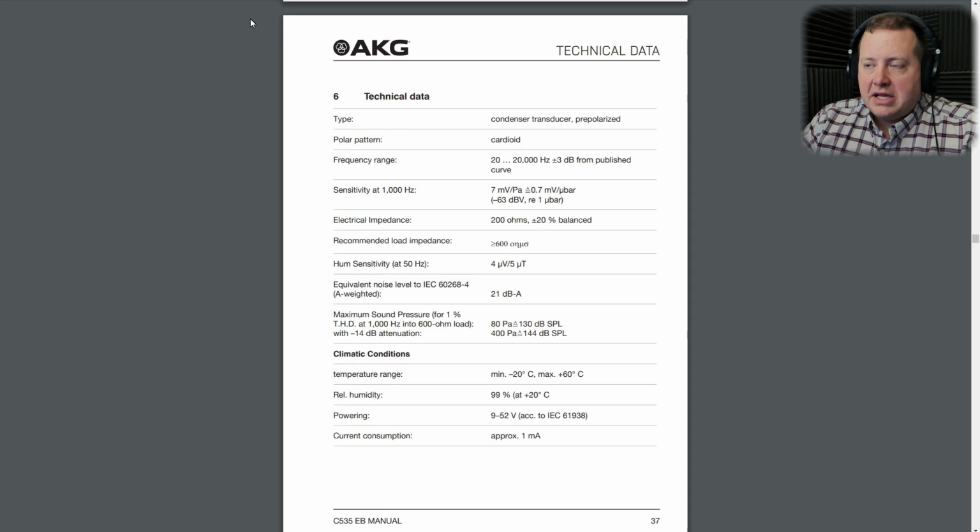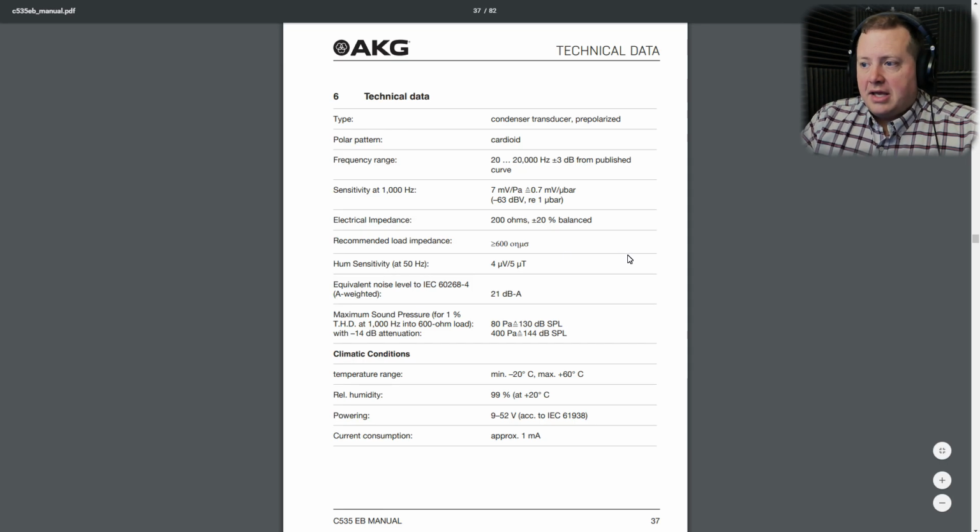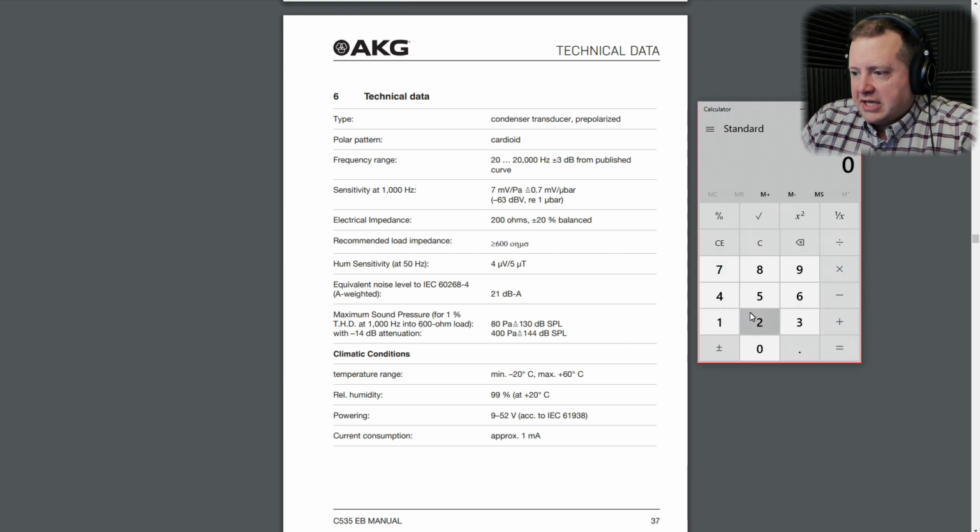So let's go ahead and plug it into another microphone that was used in my sensitivity video, and that is the AKG C535EB. Now let's do some calculations here. Our maximum SPL without the 14 dB attenuation pad enabled is 130 decibels. So we'll plug that in there. Subtract from that the self noise of 21 decibels, and we have our dynamic range of 109 decibels. We'll come back to that in a second.